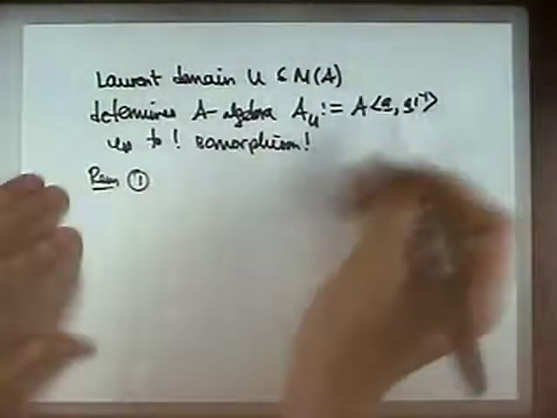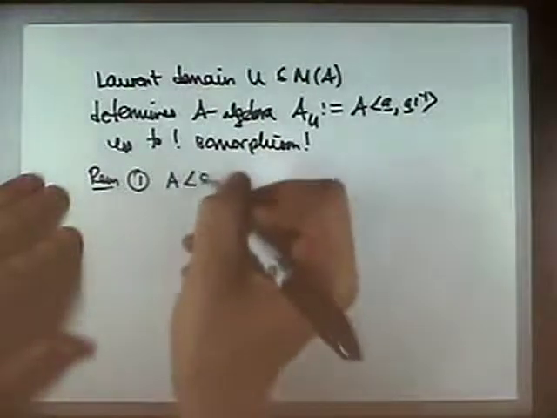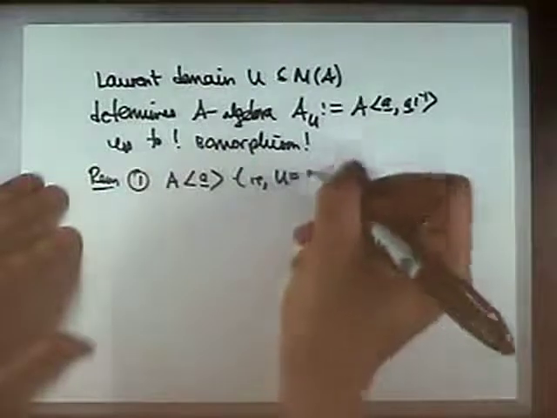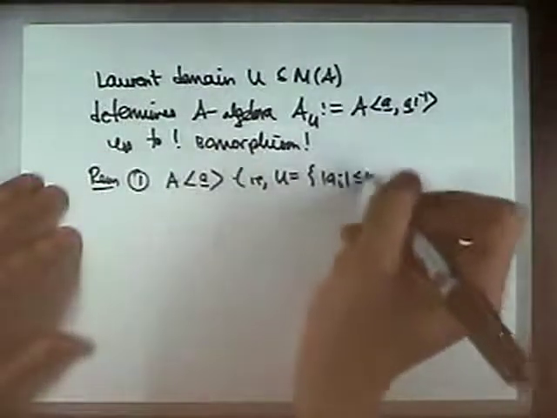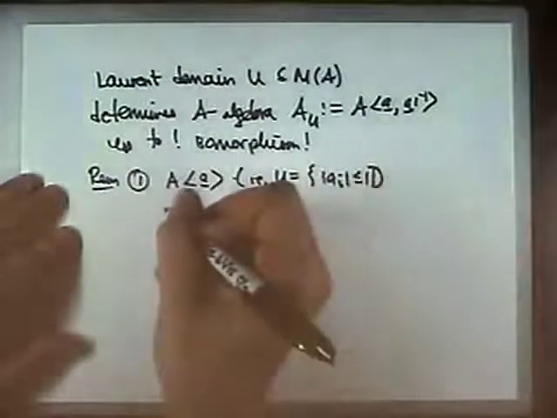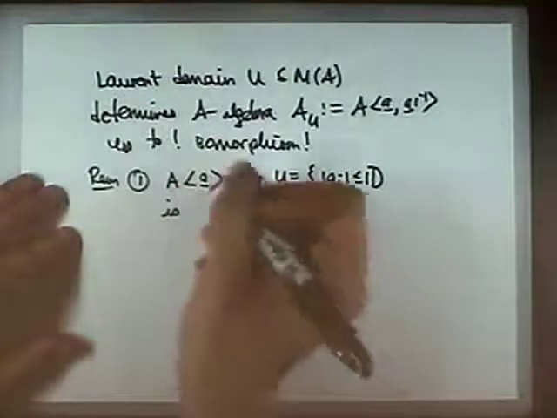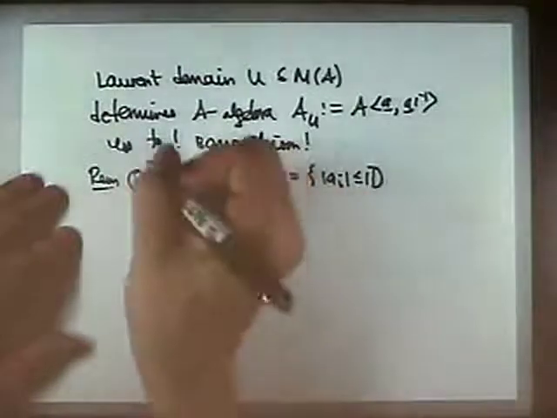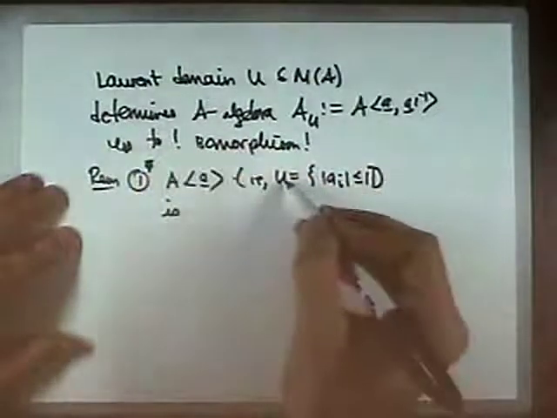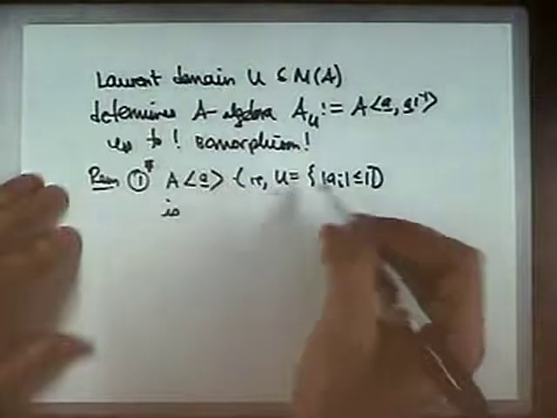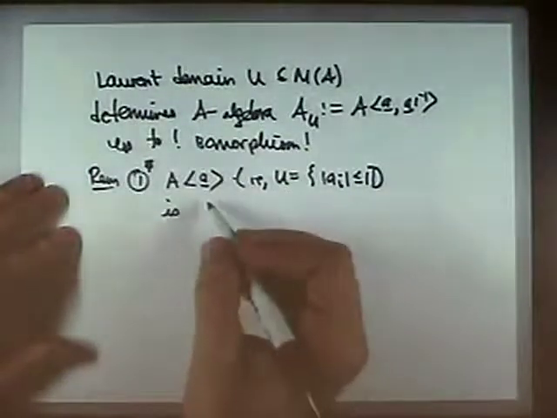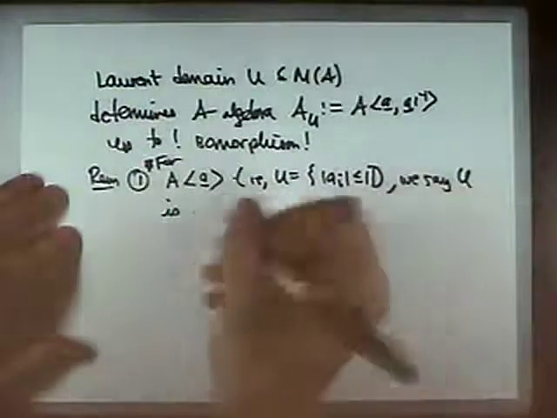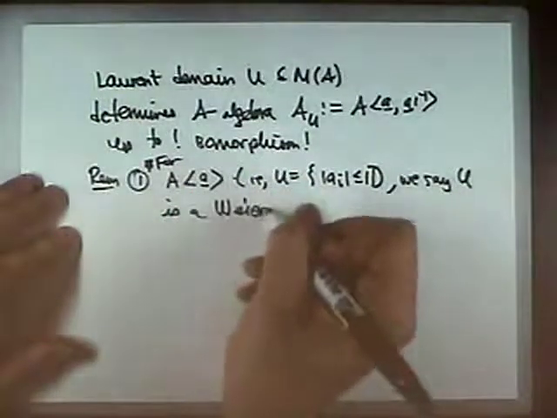First of all, if there are no A primes, if you only have this, i.e., if U is just cut out by a bunch of conditions |A_i| ≤ 1, this algebra is called a Weierstrass algebra. Anyway, for this, we say that U is a Weierstrass domain. So this is a special case of Laurent domains.